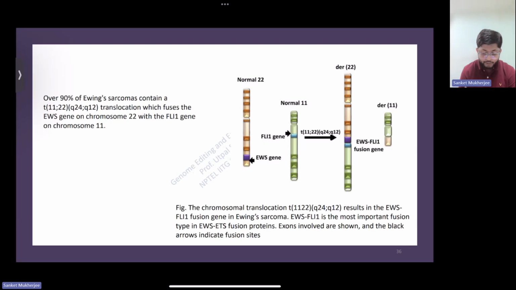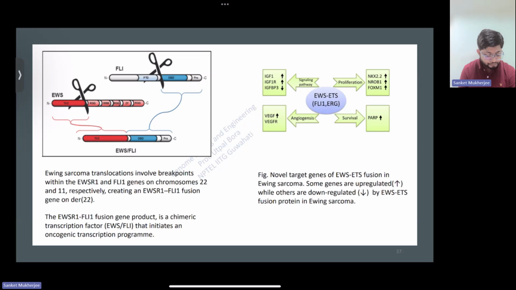From 11 to 22, there is a translocation of a particular gene element, as you can see in the figure. So there's a normal chromosome 22 and a normal chromosome 11. And from the 11th chromosome, the location q24 goes to q12, and that causes a fusion with chromosome 22. There's an abnormal gene or chromosome, right?